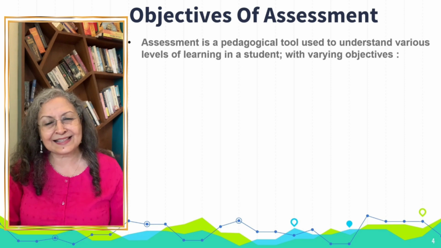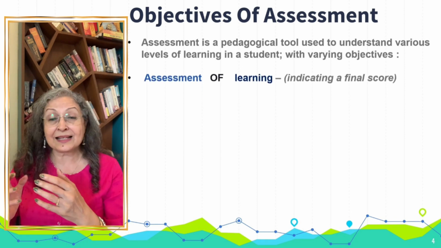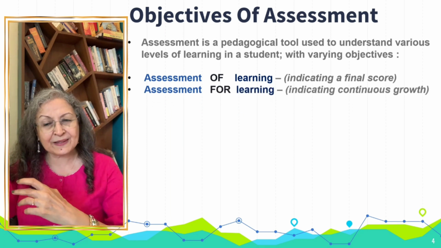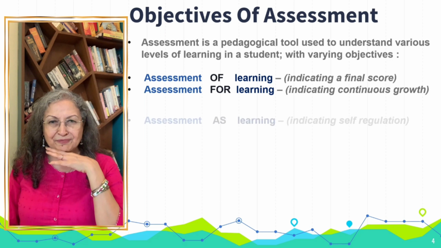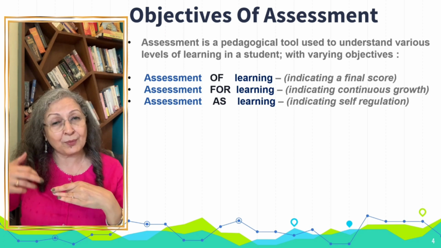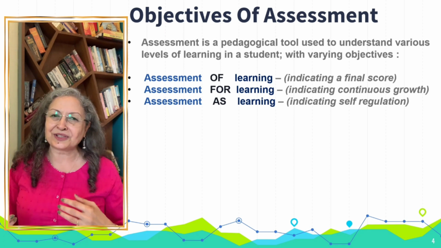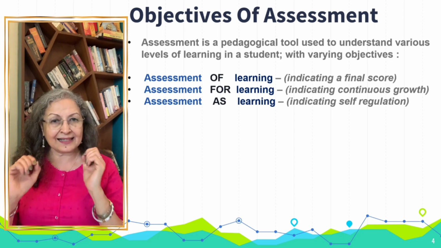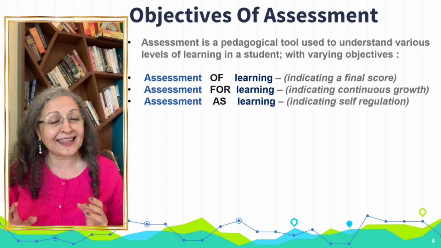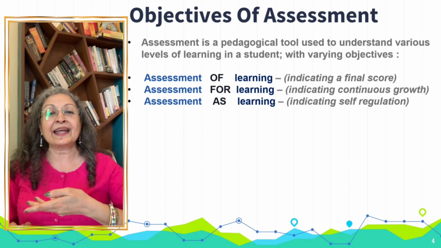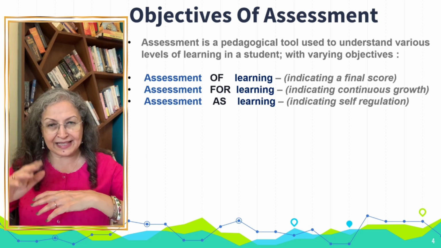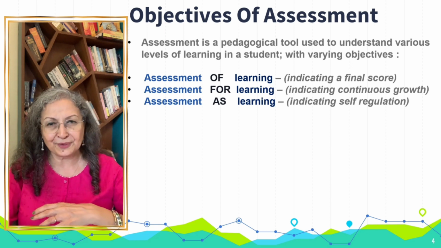Assessment of learning, clearly summative, indicating a final score. Assessment for learning, ongoing and continuous, therefore formative assessment. And assessment as learning, maybe to some of my viewers this may be a new term, but that is indicating self-regulation. And I want to call your attention to the National Education Policy 2020 again, because it's clearly calling out self-regulated learning. And the only way, or one of the ways I think in which this can be possible, is by allowing students to assess their own learning.